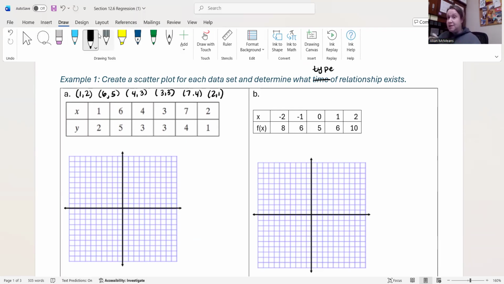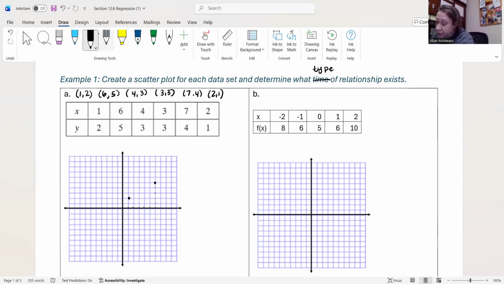Just make sure you understand how to read the table. For each X, there is a corresponding Y. You can't just mix them up any old way you want. For each X, there's a specific Y. So from our table, we have the ordered pair 1, 2. I would plot that right about there. Then we have 6, 5. So 1, 2, 3, 4, 5, 6, and then up 1, 2, 3, 4, 5.